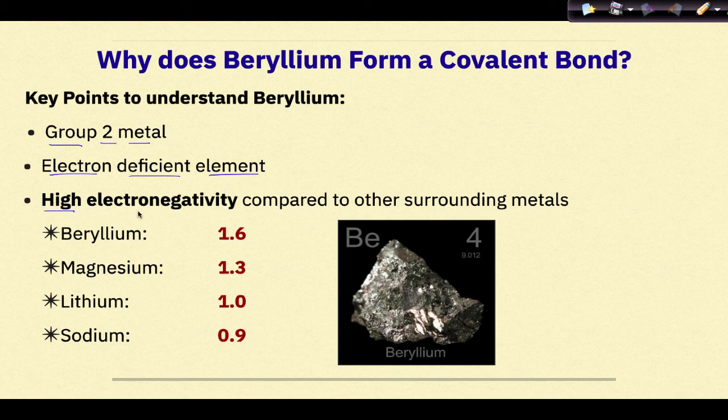It does have a high electronegativity compared to surrounding metals. So beryllium is 1.6, magnesium is 1.3, lithium is 1, and sodium is 0.9. We can see that beryllium has high electronegativity values compared to surrounding metals from group 1 and group 2. This means that beryllium can attract neighboring electrons to itself more strongly than other metals. In order for an ionic bond to form, metals need to lose electrons to form positive ions. Beryllium is just too electronegative for that.